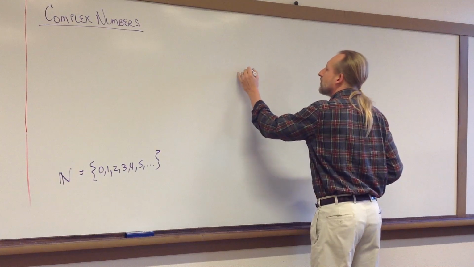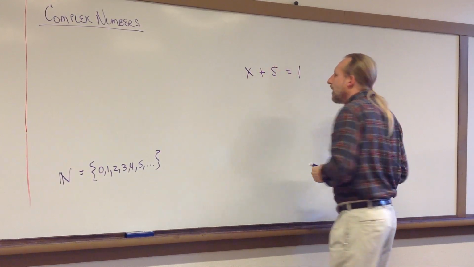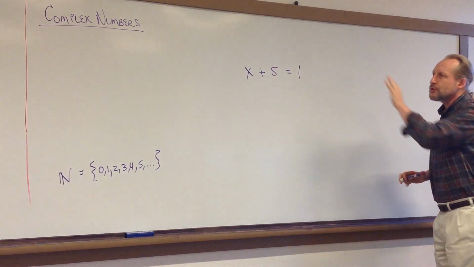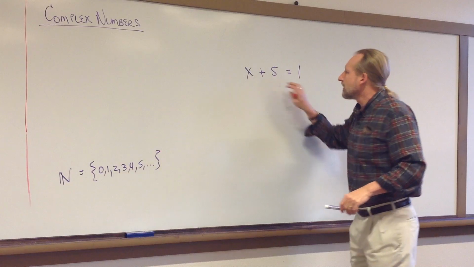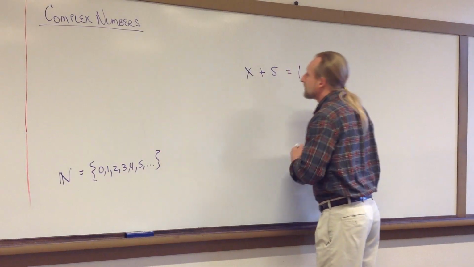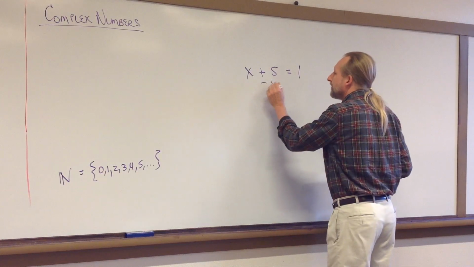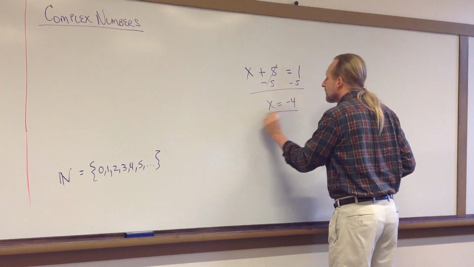The thing about the natural numbers is that you can write an equation, let's say x plus 5 equals 1, where we're only using natural numbers in this equation. But the answer to this equation is not a natural number. If we subtract 5 on both sides, we get x equals -4.